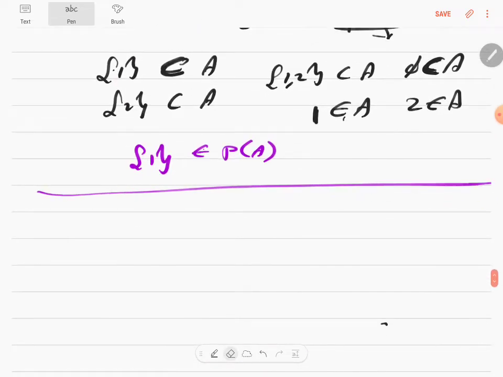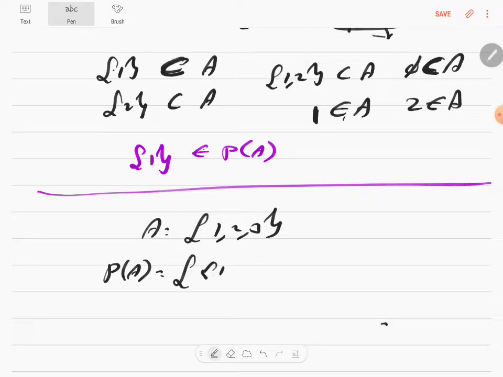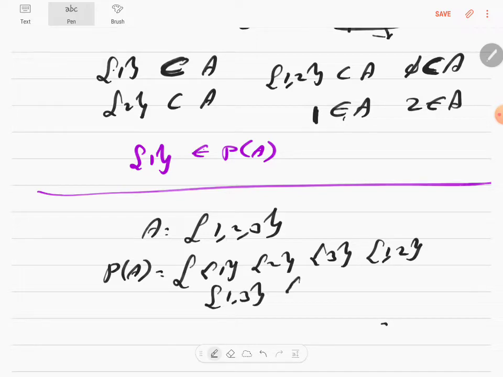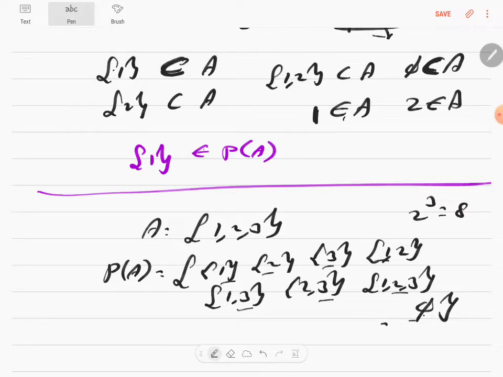See, suppose I ask you for the set {1, 2, 3} what is P of A. Just write all the subsets. You will write {1}, {2}, {3}, then {1, 2}, then {1, 3}, then {2, 3}, then {1, 2, 3}, and then the null set. It has to be 2 to the power 3, which is 8. 1, 2, 3, 4, 5, 6, 7, 8. Are you clear? Yes, ma'am.